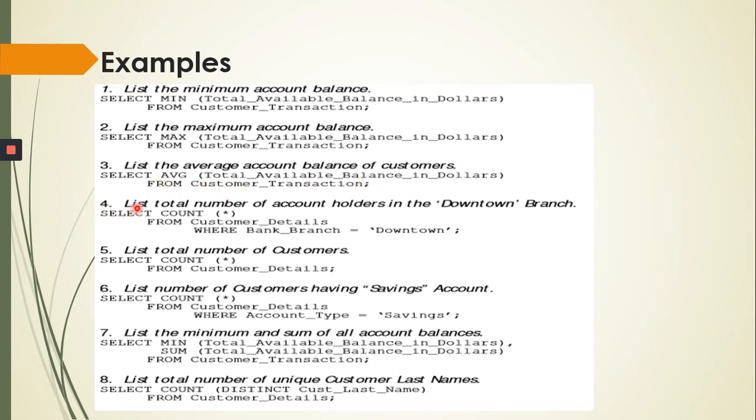Now, list the total number of account holders in the downtown branch. So what do we have to find out? We have to find the account holders, and the branch is downtown. So SELECT COUNT(*), because we have to find the total account holders, FROM customer detail WHERE bank branch is equal to downtown. So this is the query.